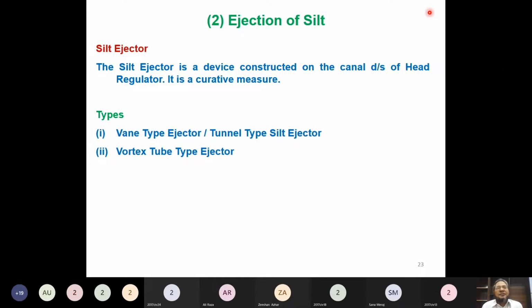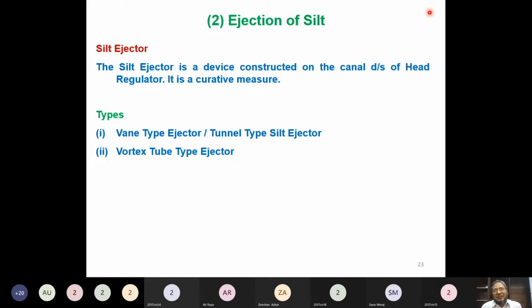Let us continue the chapter Silt Control. In the previous lecture, we discussed how a silt excluder can be used to control the silt, and also how a training wall can be used to control the silt. You know that there are two major concepts to control the silt. One is the exclusion of the silt, and second is the ejection of the silt in the canal.